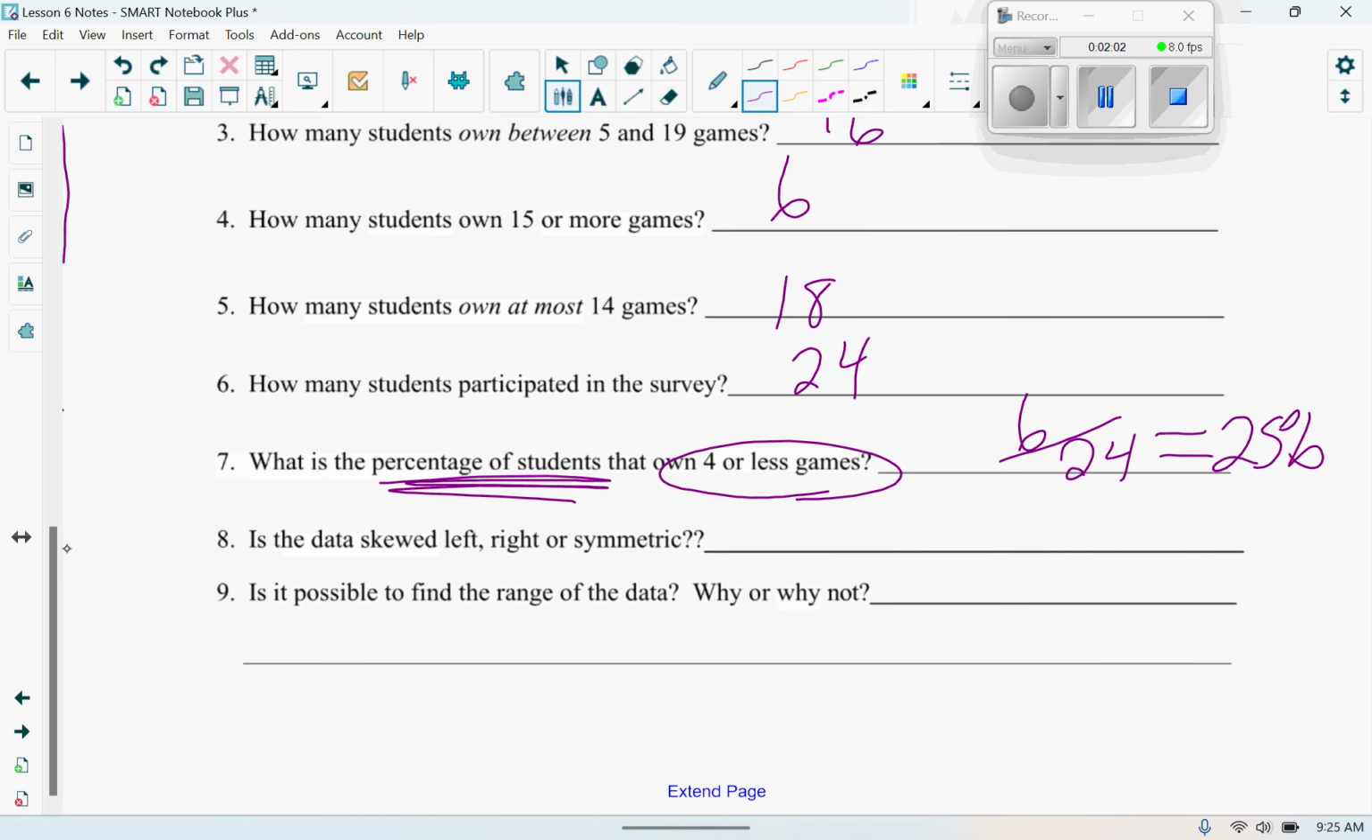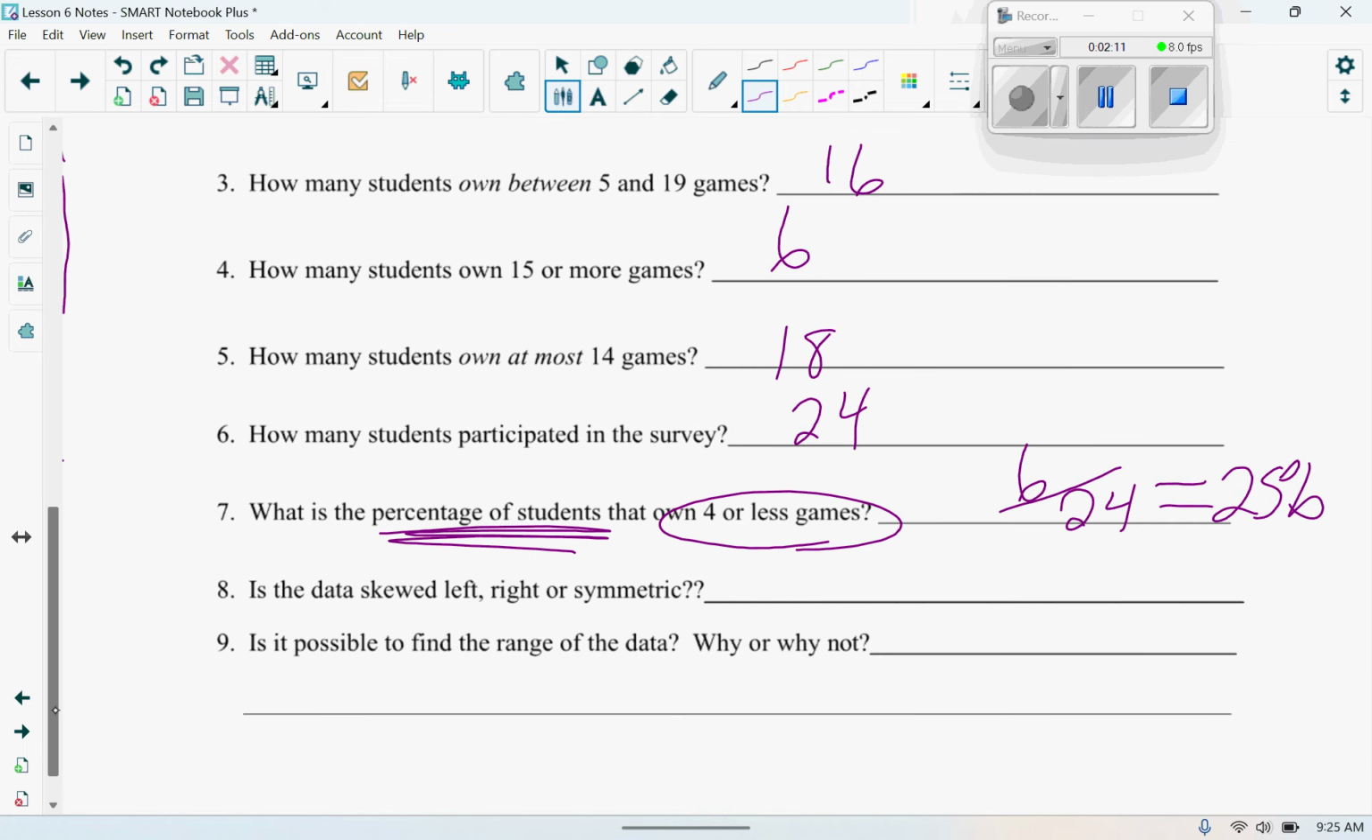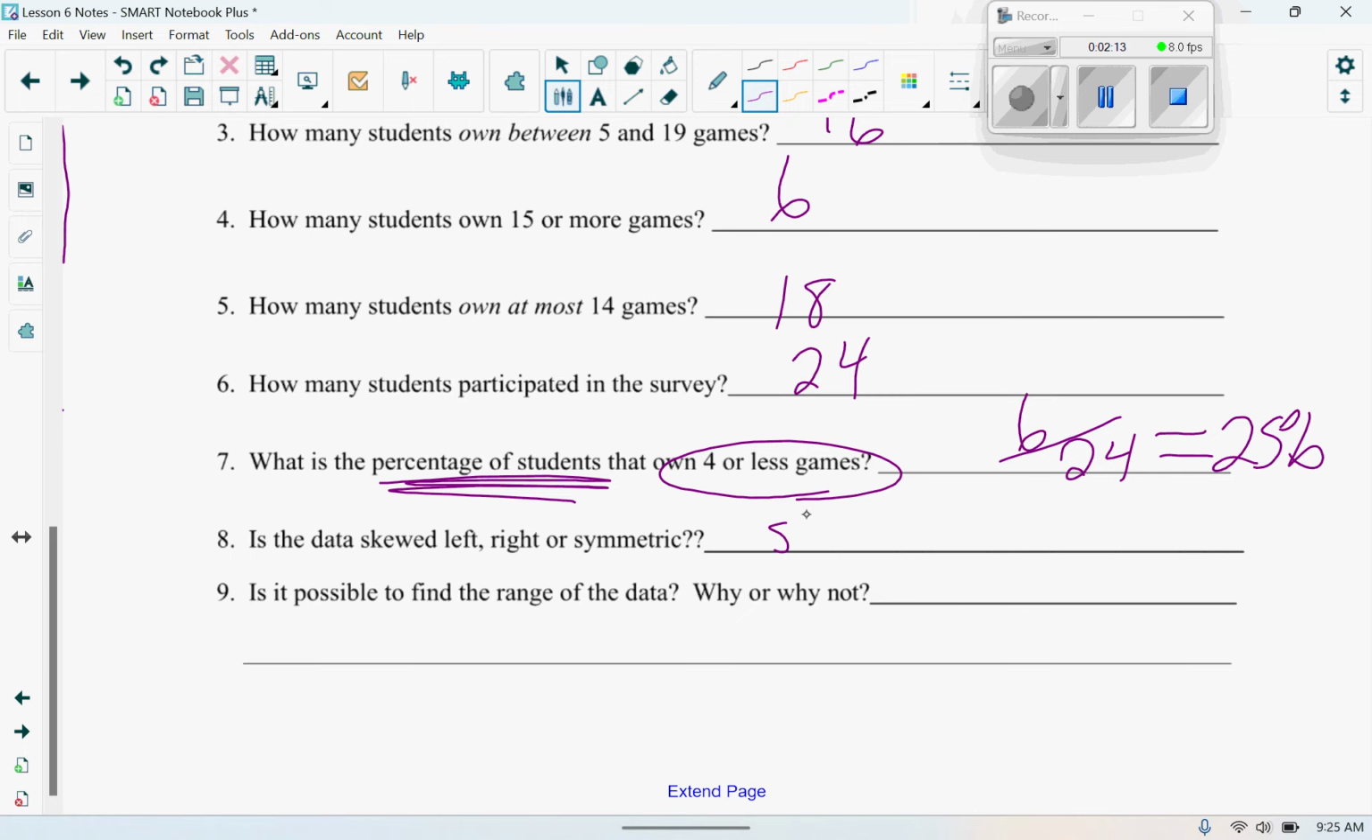Is the data skewed left, right, or is it symmetric? Do you see how it's kind of weighing heavy on this side? You would think that you would say skewed left, but it's actually the opposite of what you think. It is skewed right.